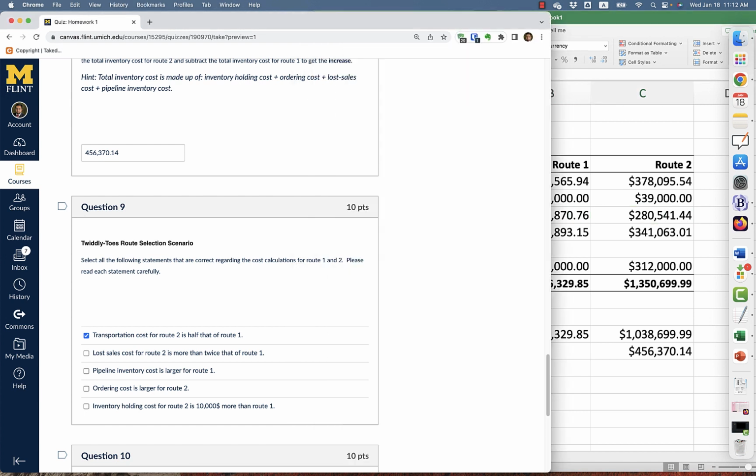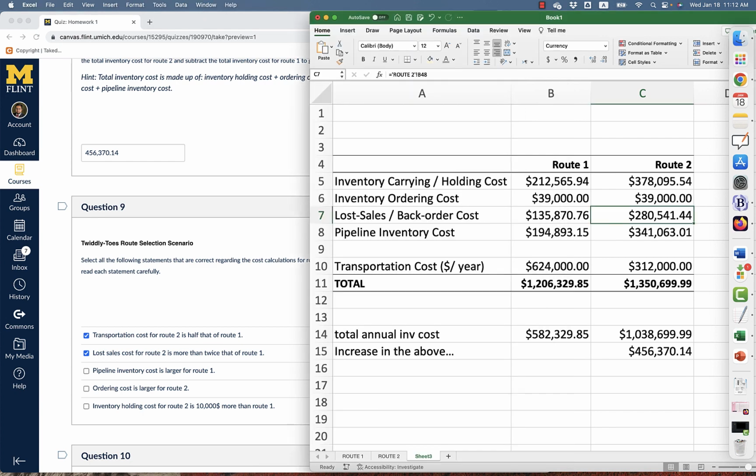So this is true. Pipeline inventory cost is larger for route 1. Nope, it's actually smaller, so that's not true. Ordering cost is larger for route 2. Nope, they're equal. That is not true. Inventory holding cost for route 2 is 10,000 more than route 1. Nope, that is not true. The difference is more than 10,000.